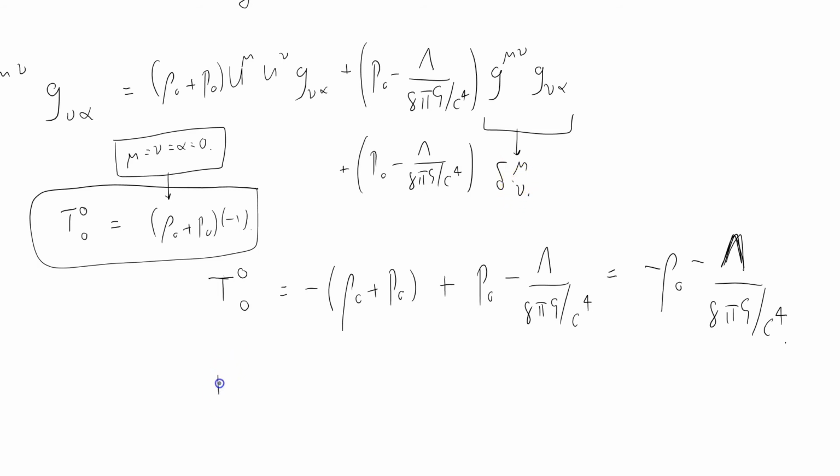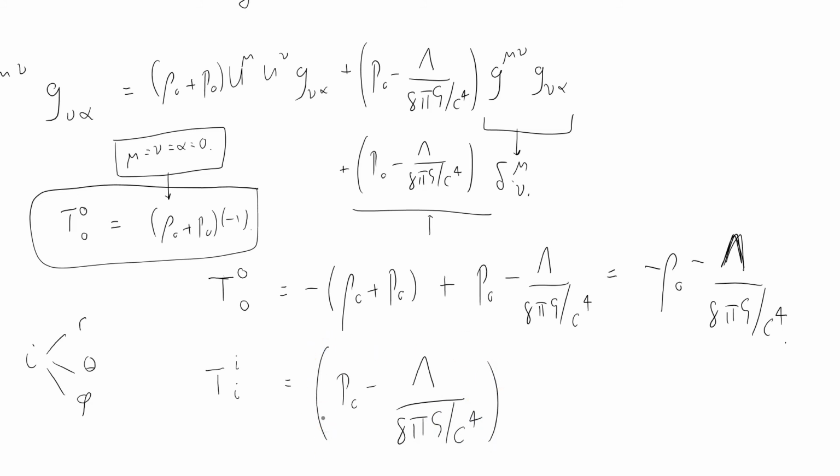Yeah, and we've got the other ones. T, let's just say ii, where i can take the values r, theta, and phi. This first term doesn't make any difference. And the second term, it's this one here. So it's P0 minus lambda over 8 pi G over c to the 4. Well, that's it, because the Kronecker delta is equal to 1 if mu equals nu, and 0 otherwise. So the only components we've got to deal with are these.